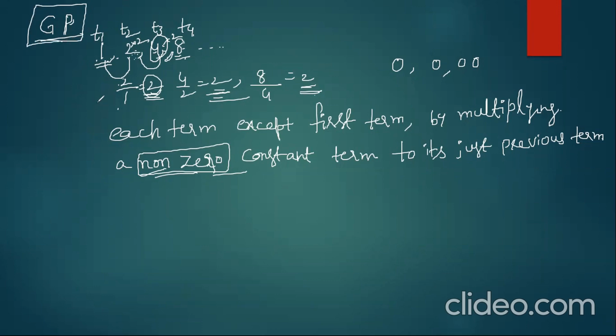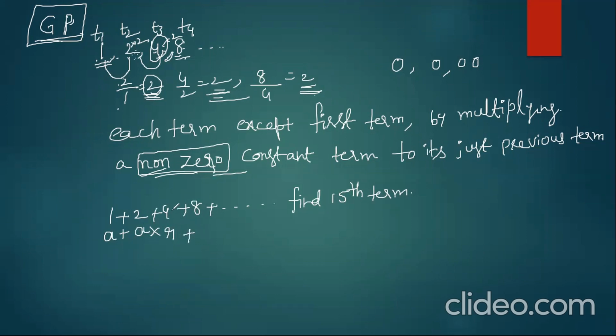Now you observe 1 plus 2 plus 4 plus 8 plus and so on. Same example I am taking. Find the 15th term, I am asking. What might this series be? If you take the first term as A, then it should be multiplied by some fixed non-zero constant. Let us take it as R. A into R, and the next term: 1 into 2, then 1 into 2 square, 1 into 2 cube. So I can write A plus AR plus AR square plus AR cube plus so on.